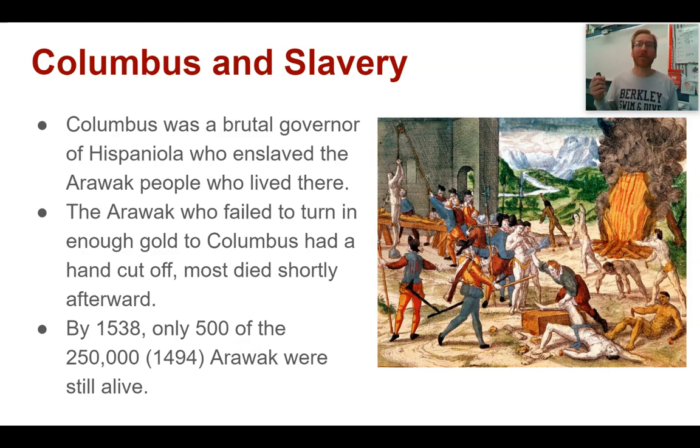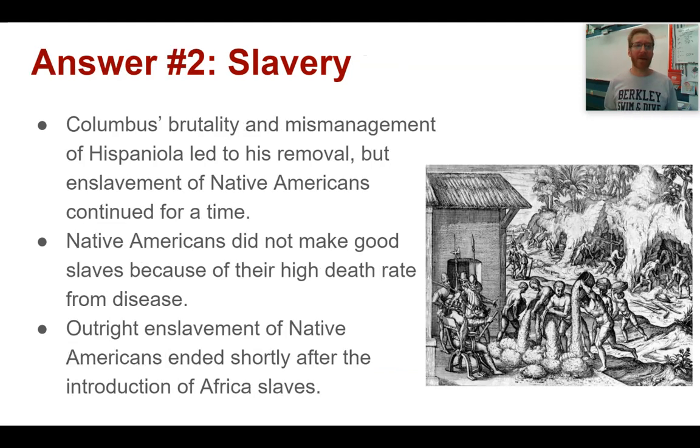and then you die a slower death of starvation while waiting to find some food. And this is why by 1538, a little over 40 years after Columbus arrived on the island, there were only 500 Arawak still alive on that island. This is out of a population of 250,000. So tremendous mismanagement. So answer number 2 does wind up being slavery here.